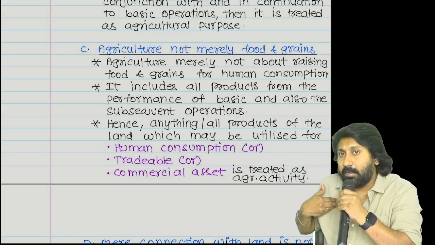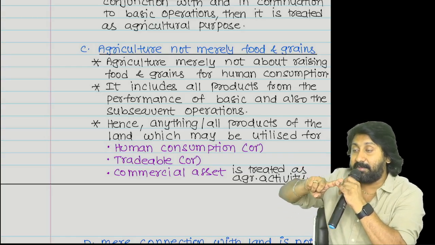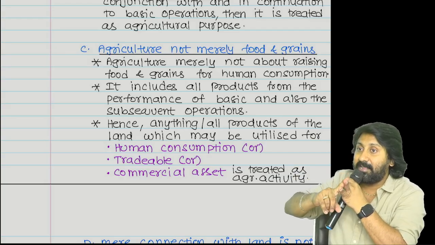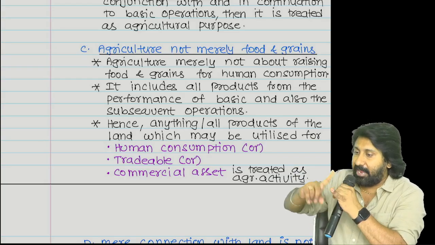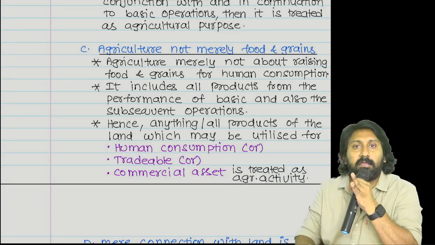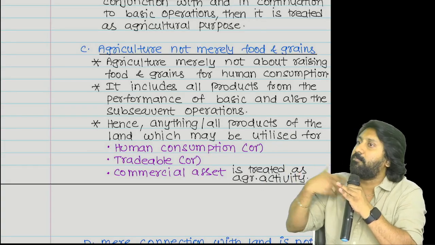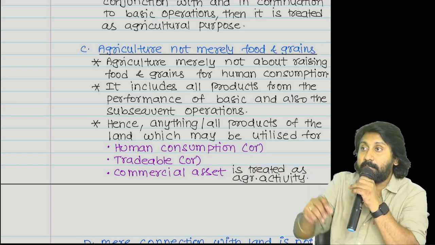Because I have carried on two activities on that. Number one, basic operation and subsequent operation. Because I have grown it, I only cut that and I sold it to some person. He gave me money. It becomes which income?